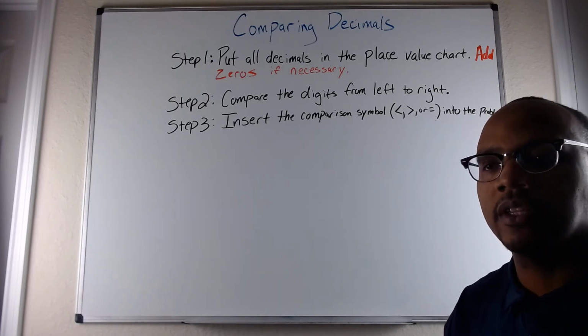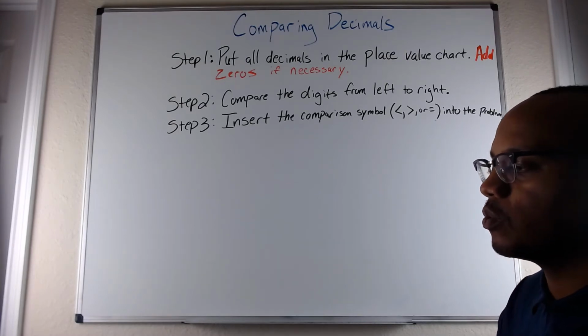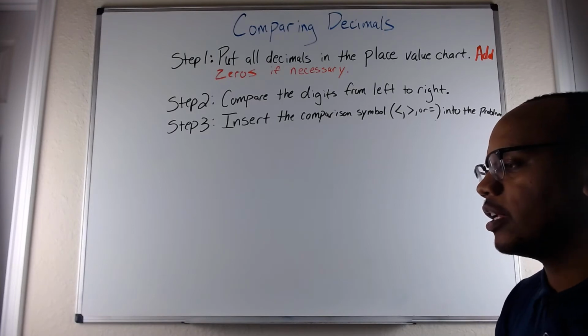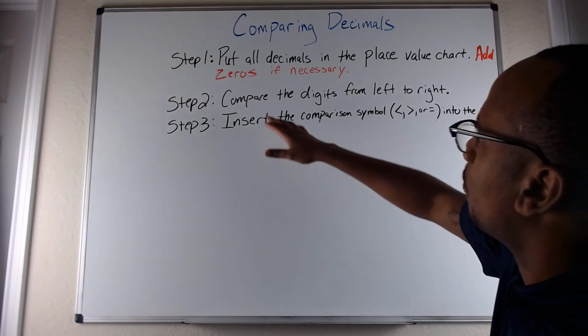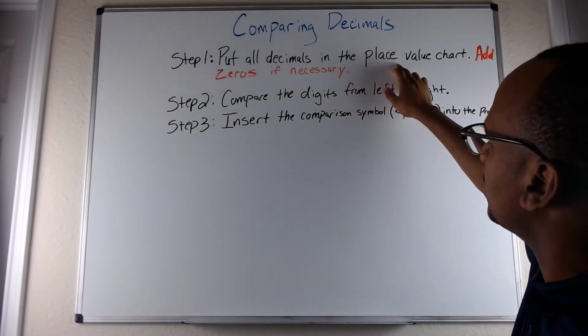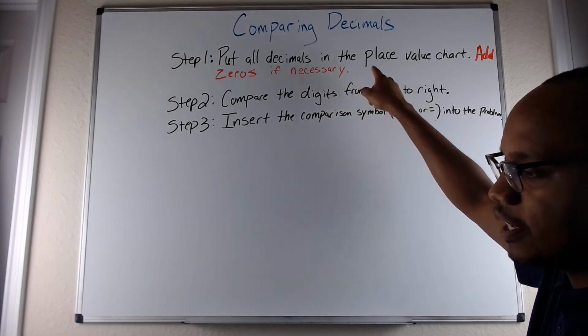To compare something means to measure up one thing against the next to see which one's greater, which one's less than, or if they are equal. All right. Now, a simple way to compare decimals. Step one: put all the decimals that you're comparing in the place value chart. Then add zeros if necessary.